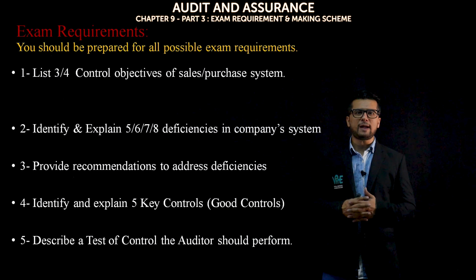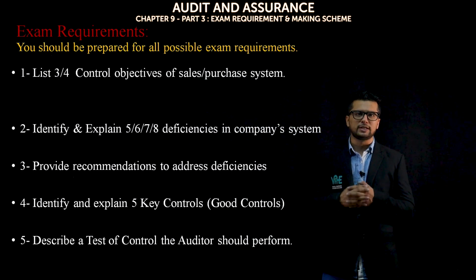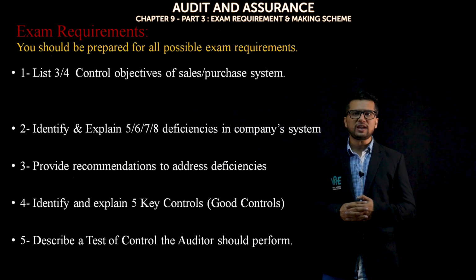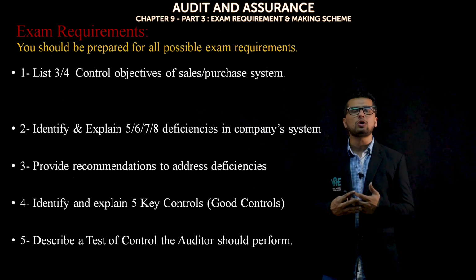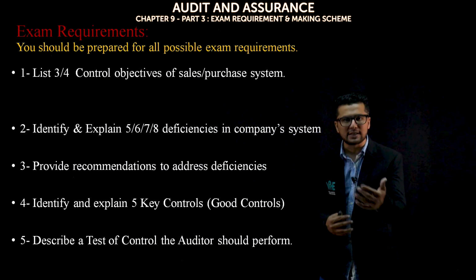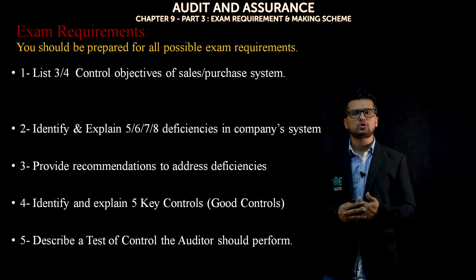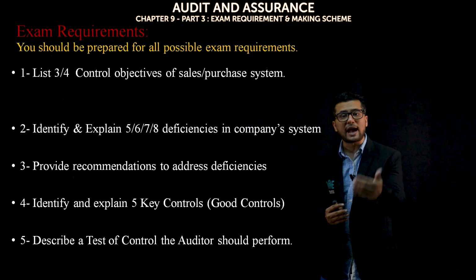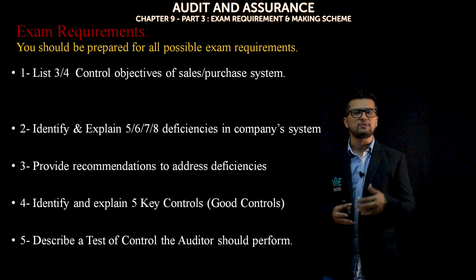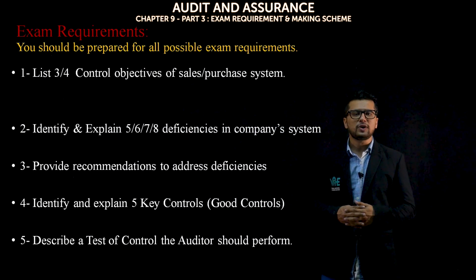Let's explore the exam requirements with respect to the internal control systems. Overall, we have got 5 different types of exam requirements. The first exam requirement could be to list or explain 3 or 4 control objectives, let's say of the sales system, list 4 control objectives of the purchase system, 4 objectives of the bank and cash system, 4 objectives of the inventory system.